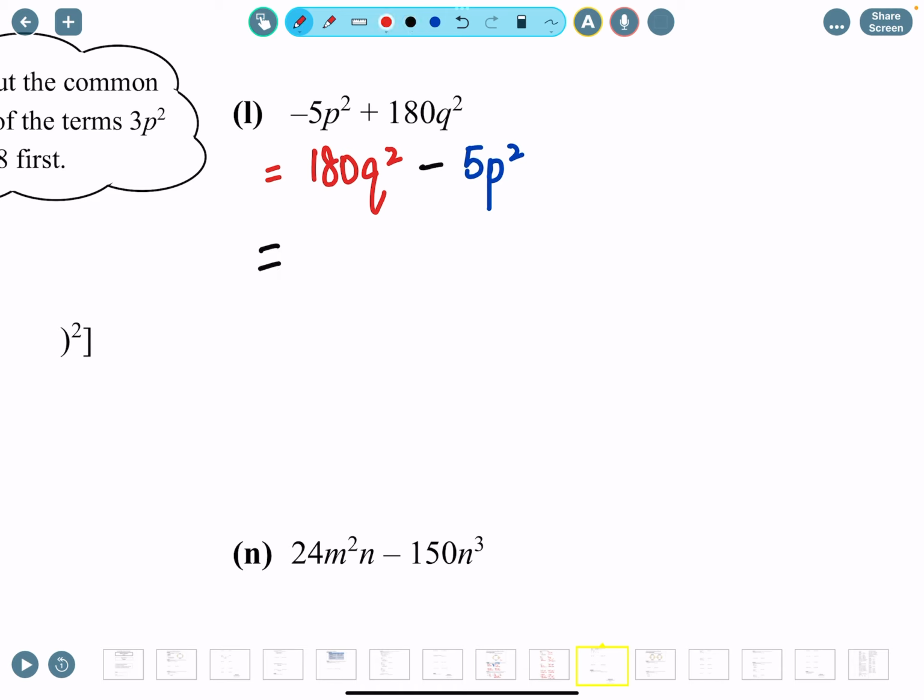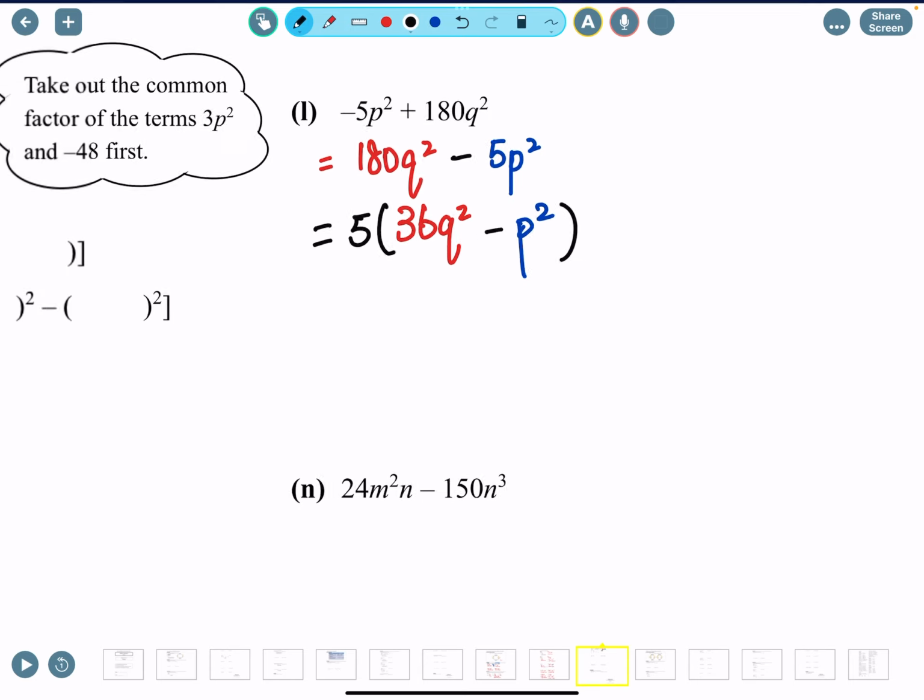Anyway, you have to factorize something, like a normal factorization, 5. And 180 divided by 5 is going to be, I don't even know. Is it 25? 180 divided by 5 is 36. There we go. 36q squared, and then minus, the 5 is gone, p squared.